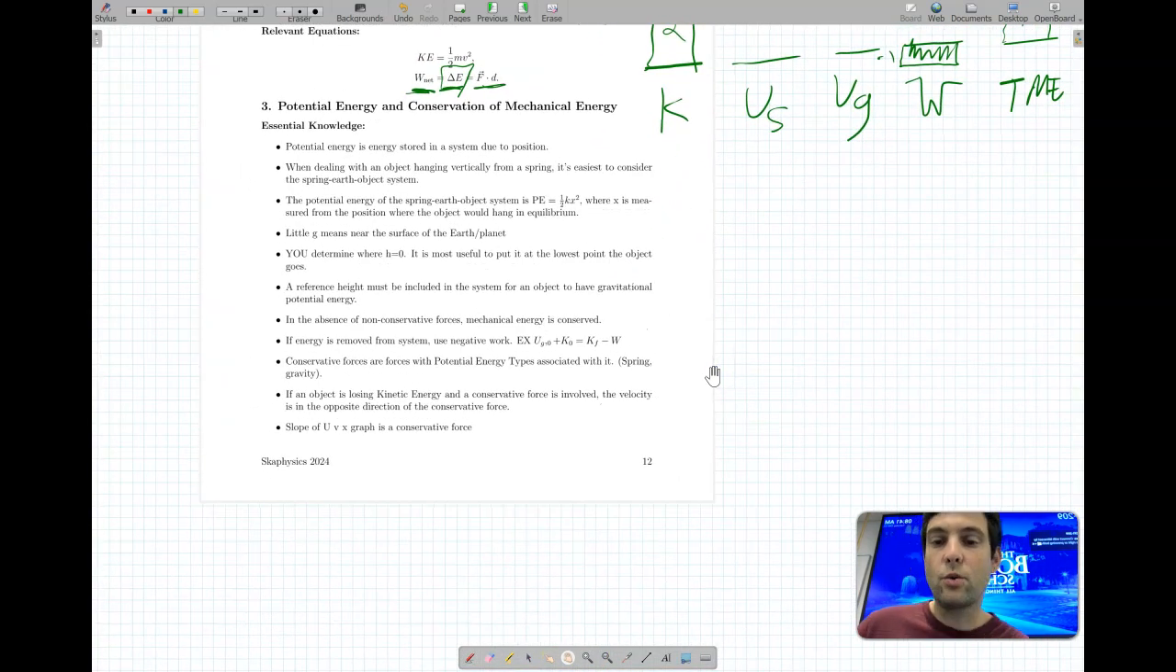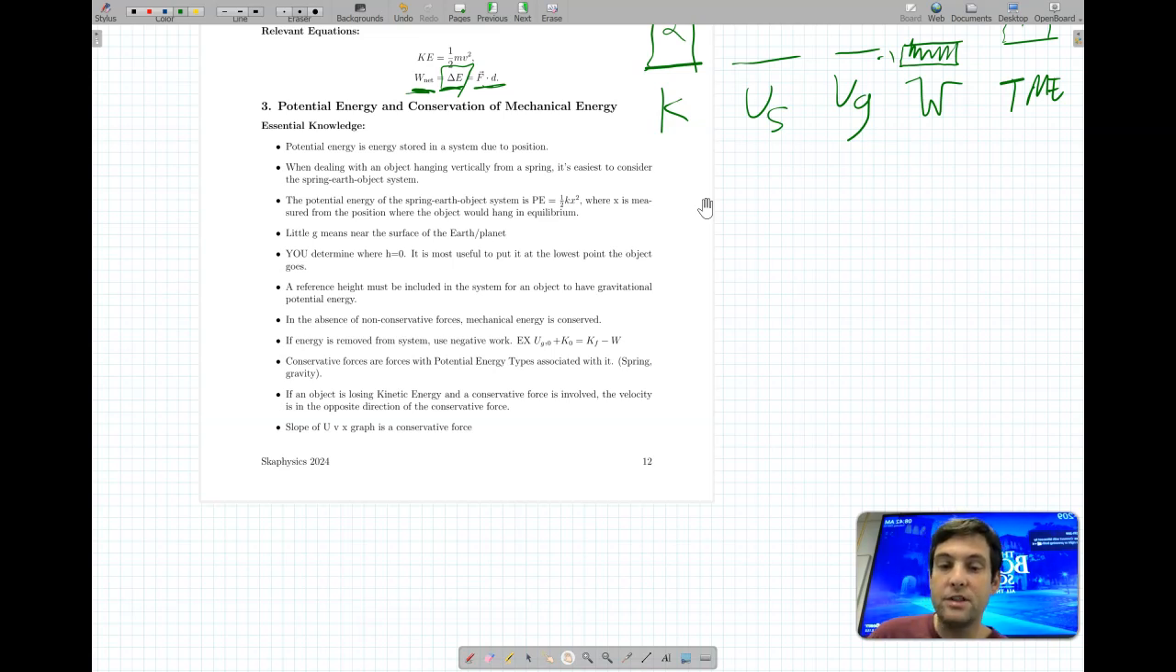Potential energy is stored energy in a system due to position. When dealing with an object hanging vertically from a spring, it's easiest to consider the spring-Earth-object system because in order to have gravitational potential energy, we need to include a reference height, and Earth is usually a really good reference height.